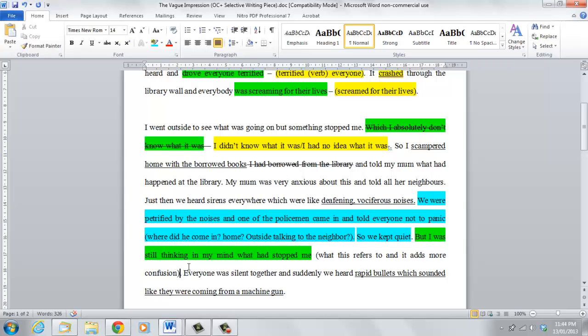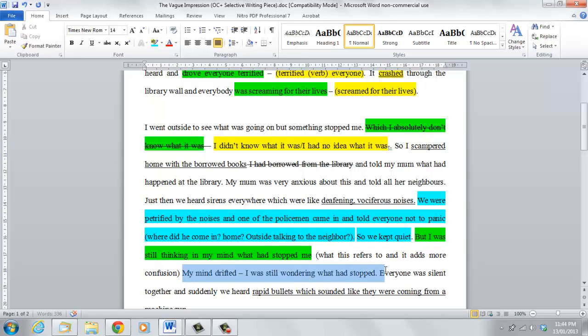What you could have written, if this is what you wanted to go down, was down the path of, my mind drifted. I was still wondering what had stopped me. Okay, that would be better use of the English language. I was still wondering what had stopped me. What had stopped me. Okay.